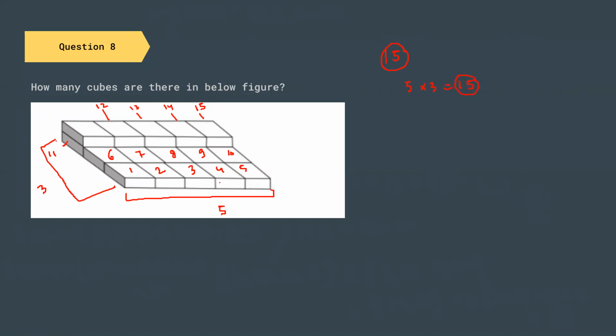So I think the next one is the easier method. I just counted the cubes individually so that you can understand the concept properly. So these are the number of cubes that are present on the floor area.